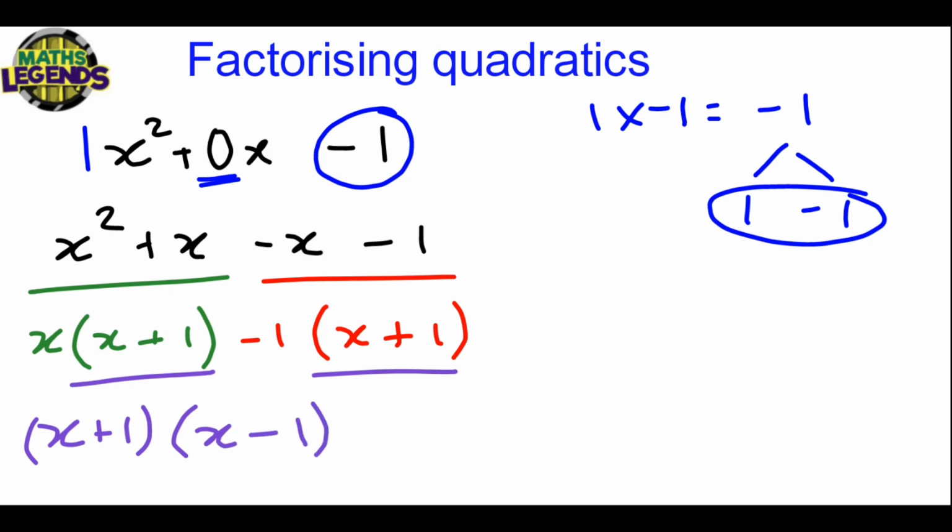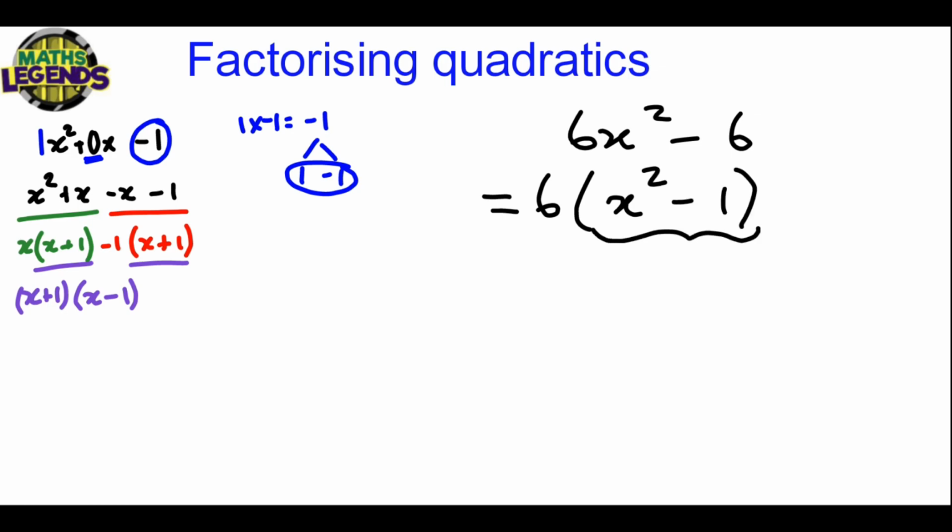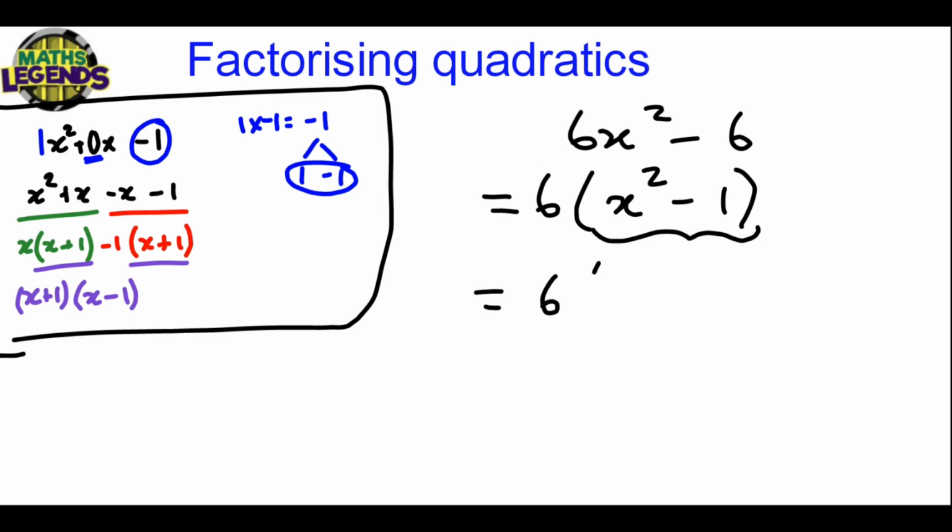Let's look at a similar example. Let's say our question is 6x squared minus 6. So here what we would do first is take 6 out as a factor. So we have 6 bracket x squared minus 1. And then we would factorize this in the same way we did this part here. So this then becomes 6 bracket x plus 1, x minus 1. And that's our final answer.